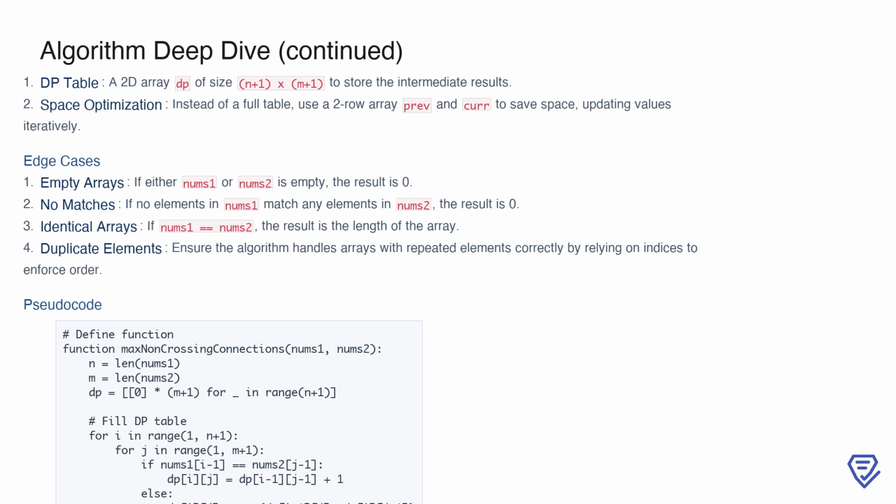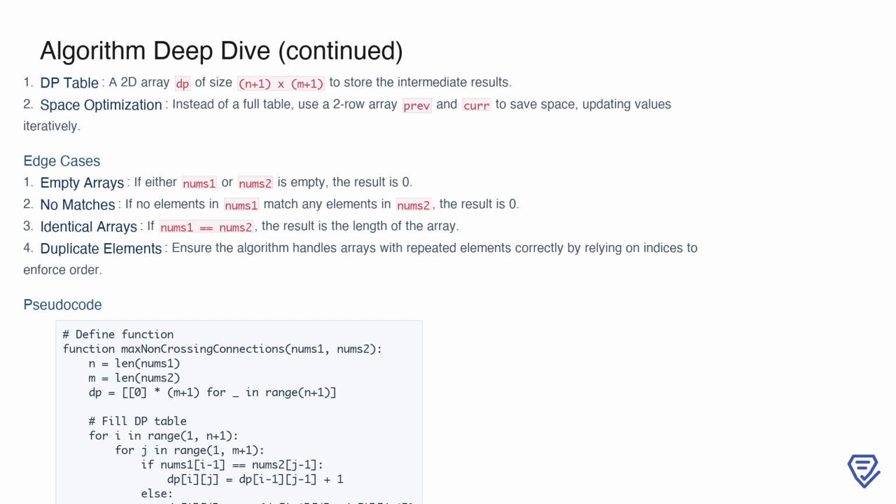However, to optimize space usage, we can reduce the DP table to a 2-row array, where one row represents the current state and the other represents the previous state. This optimization is possible because each state only depends on the values from the previous row.